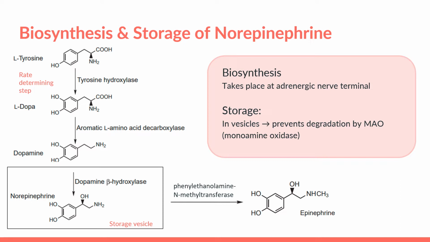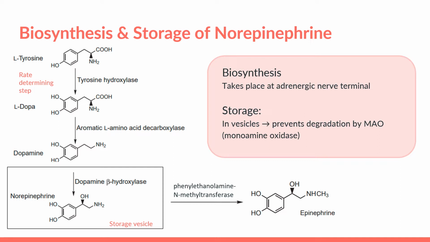L-dopa decarboxylase, another enzyme, will then decarboxylate L-dopa to produce dopamine. At this stage, dopamine is then actively transported into the storage vesicles. We're going to talk about why that's important later. Dopamine beta-hydroxylase is the final enzyme in this process, as it introduces a hydroxyl group to generate norepinephrine.